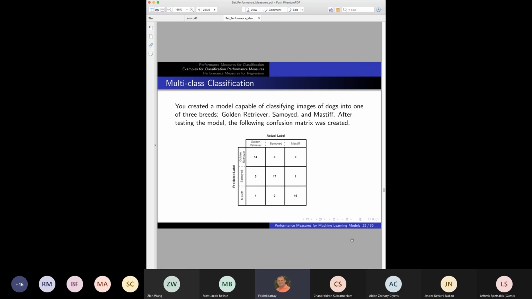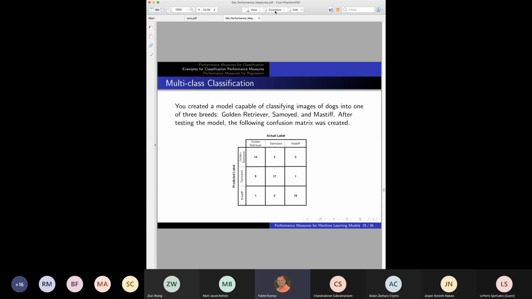So the actual label means that this is the real world, what we have in the real world. Those are what we call the target when we tackled the perceptron and the Adaline. The predicted label is what the classifier provides us. Whether it's true or false, that's what the classifier tells us. It tells us whether the class is correct or not correct. So let's look here at 3 types of dogs. We have the golden retriever, the Samoyed, and the Mastiff. For the golden retriever, we have the predicted label on this side and the actual label on this side.